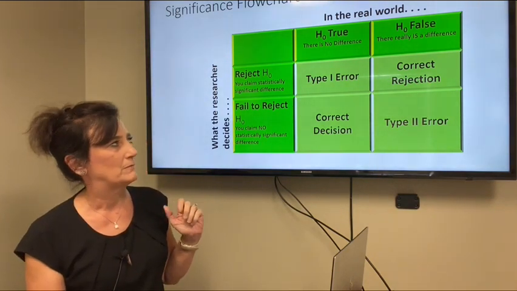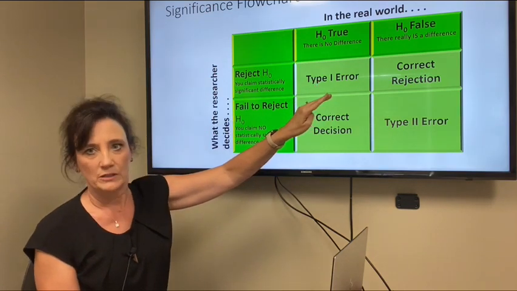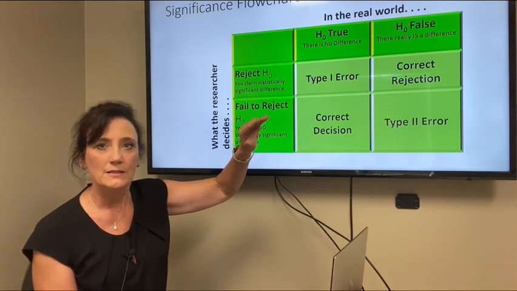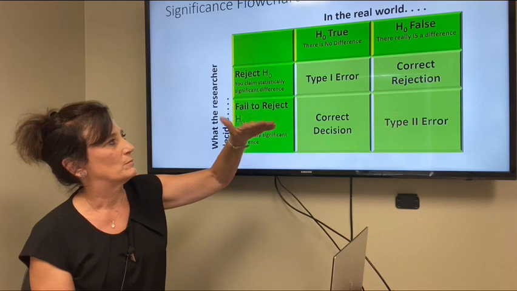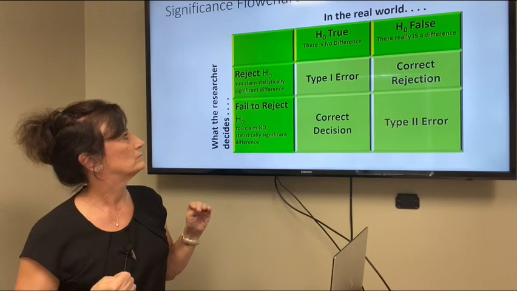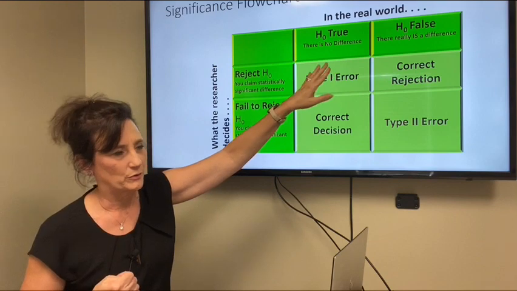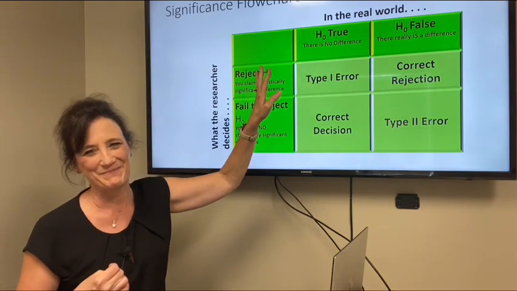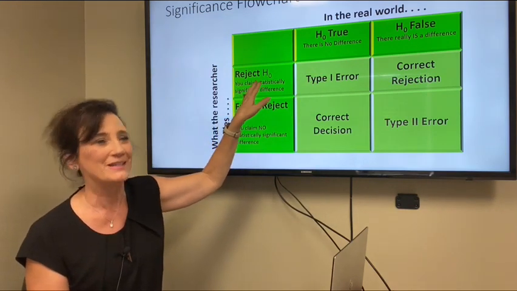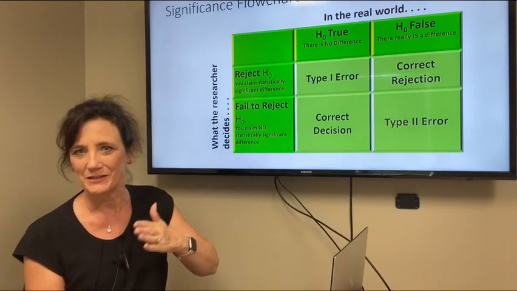All right, now let's talk about what if you claimed the alternative hypothesis and you said there really is a difference between pre and post test scores. In the real world, there really was a difference. And you also said there really was a difference. You did the right thing. You rejected the null, you accepted the alternative.